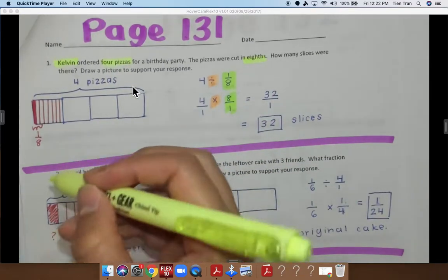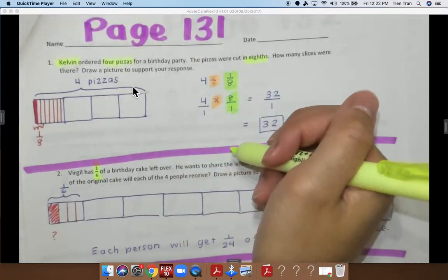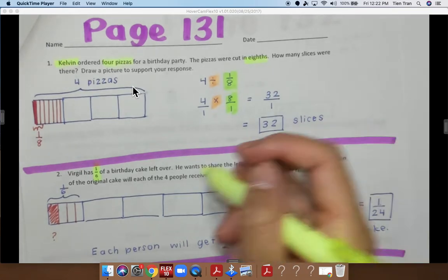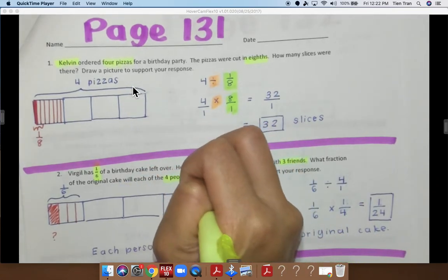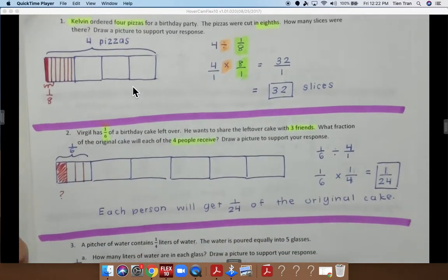For part 2, Virgil has 1/6 of a birthday cake left over. He wants to share the leftover cake with 3 friends. What fraction of the original cake will each of the 4 people receive? Draw a picture to support your response.